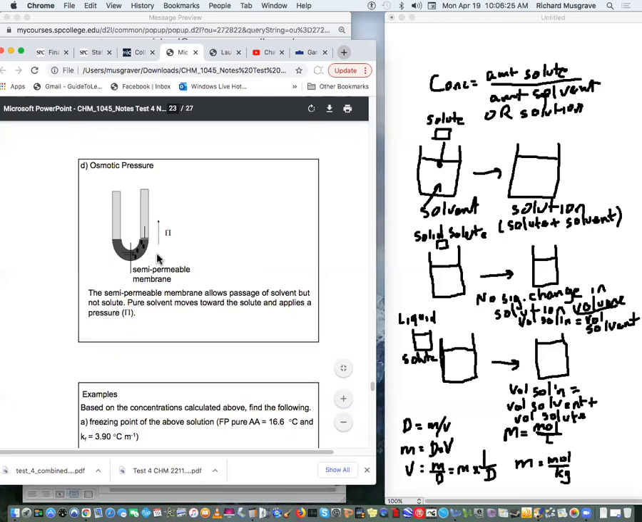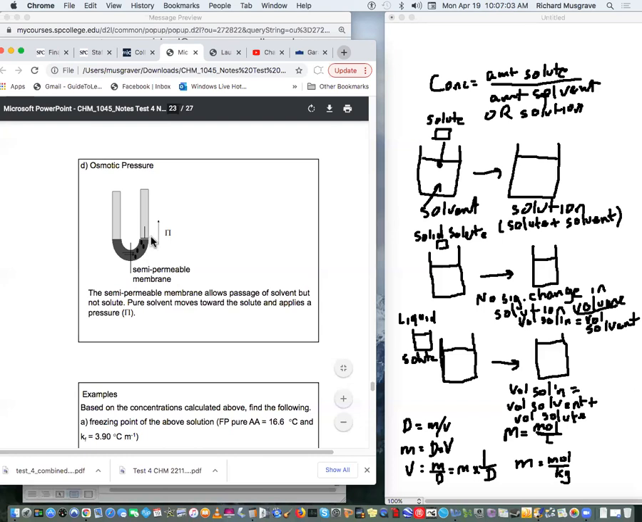An example of semi-permeable membrane is a frog skin. Also, sausage casings, good semi-permeable membranes as well. But as I said, you've got the pure liquid on this side of the semi-permeable membrane. On the other side, you've got liquid with the solute dissolved in it. So what happens is that the solvent will flow from this side, pure solvent, to this side of the semi-permeable membrane. The reason it does that is to help dissolve whatever we've put in there.